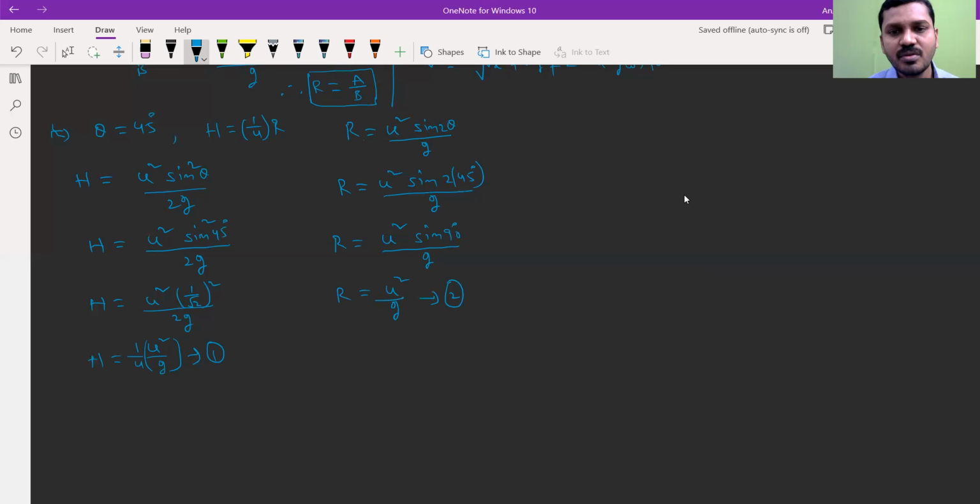This is equation 2. So from equation 1 and equation 2, what we can substitute in equation 1 from equation 2? In place of u square by g, nothing but range of projectile. Therefore, h is equal to 1 by 4 into range of projectile. So finally, what is the conclusion from this equation? The height of a projectile body is equal to 1/4 of its range of projectile when the projection angle is equal to 45 degree.